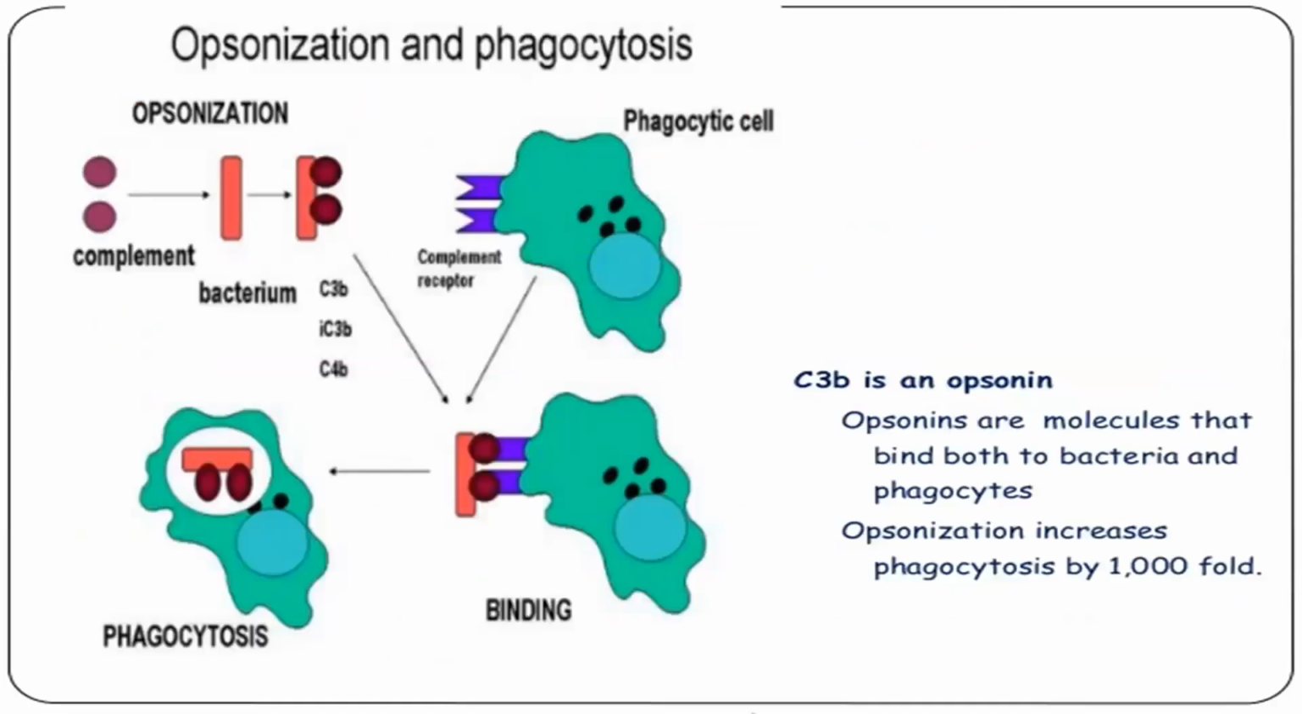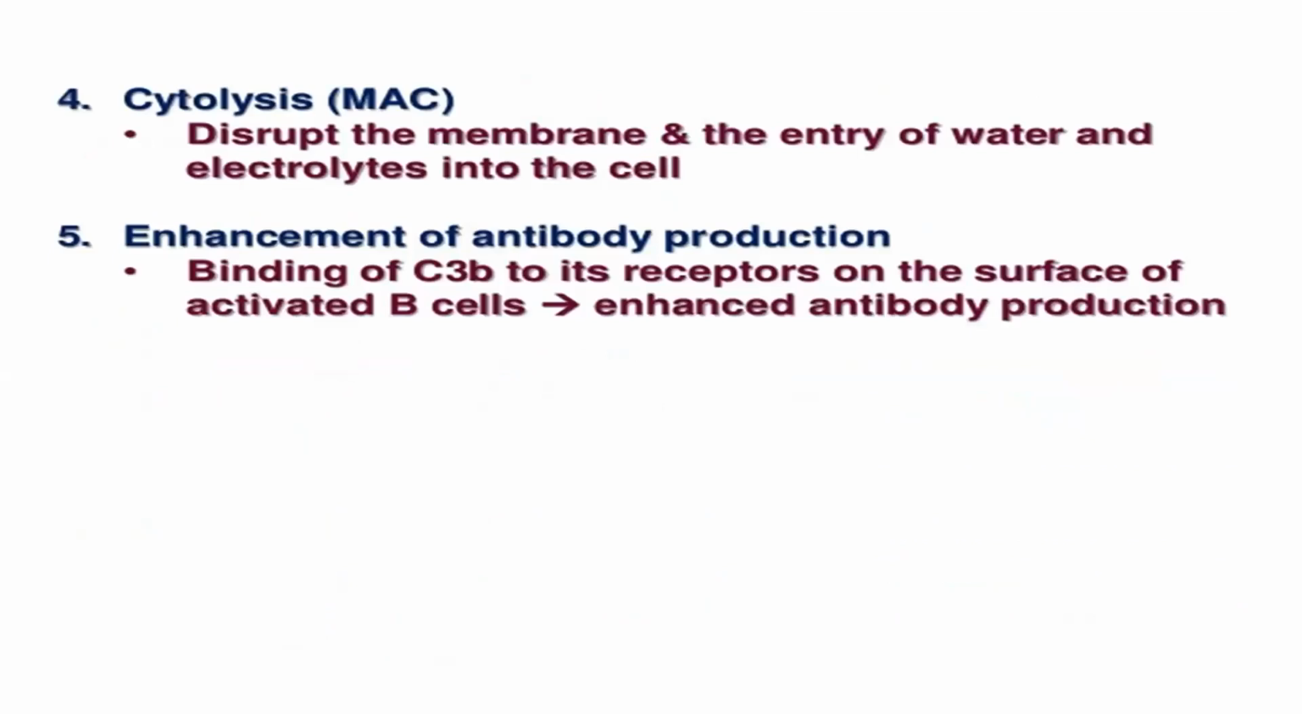This is opsonization and phagocytosis, which we already explained. The fourth one is cytolysis, or the MAC formation, which disrupts the membrane, with entry of water and electrolytes into the cell. Then enhancement of antibody production: binding of C3B to its receptors on the surface of activated B cells enhances antibody production.